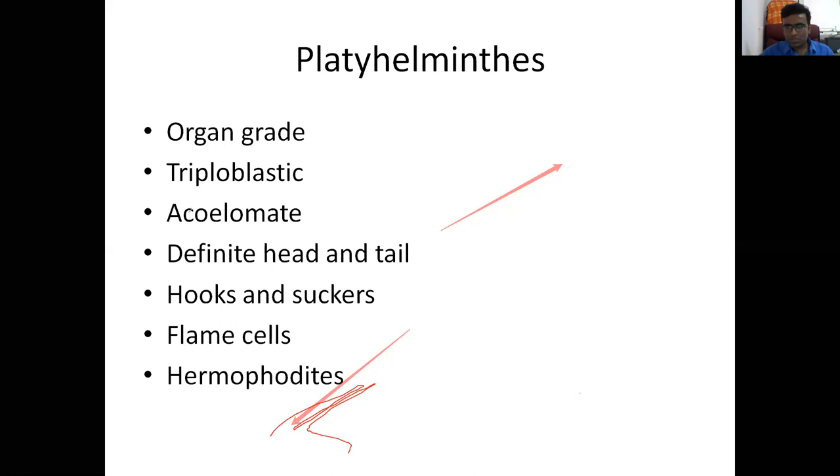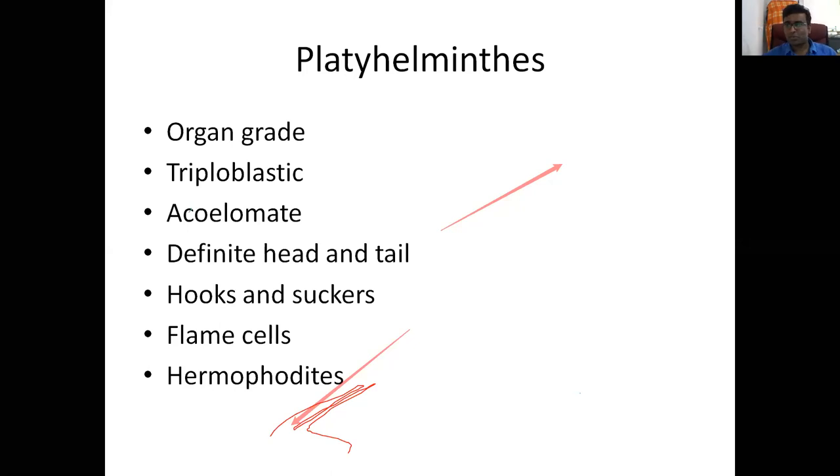Good. Suchitra and Sushma are answering. It is planaria. Very good. Yes. So they have organ grade of organization. And again, because they have three germ layers, they are known as the triploblastic animals. And I told you another important point regarding the platyhelminthes is, even though being triploblastic, they do not possess a coelom. There is no body cavity in case of the platyhelminthes.